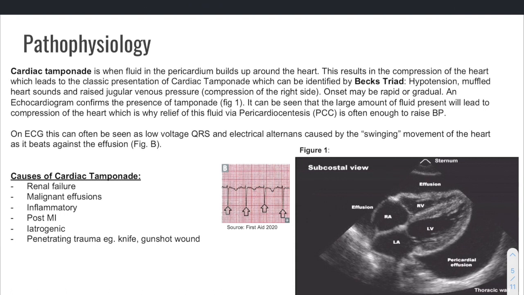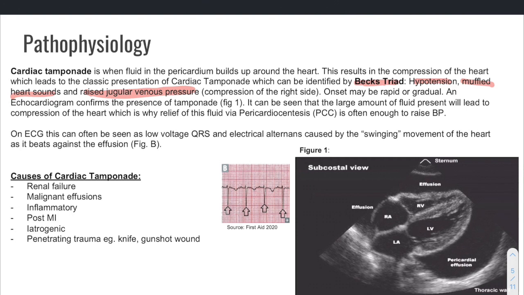And so, like I said before, our clinical identifying factors are called Beck's triad. That's hypotension with distant or muffled heart sounds and raised jugular venous pressure. And that raised JVP is just due to the effusion pushing on the right ventricle on the right side of the heart and causing the backup of that blood into the venous system. Those are really good key features, but really you need an echocardiogram to confirm this particular finding.